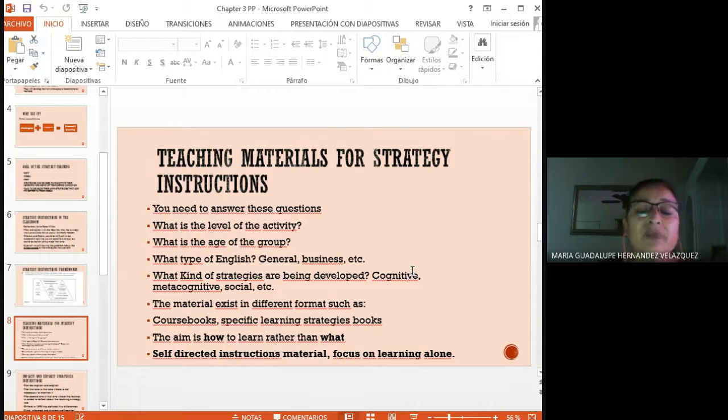What kind of strategies are being developed? If the strategy is cognitive, metacognitive, social, etc. The materials exist in different formats, such as course books, specific learning strategy books, and self-directed instructions. The aim is how to learn better, rather than what they are going to learn.